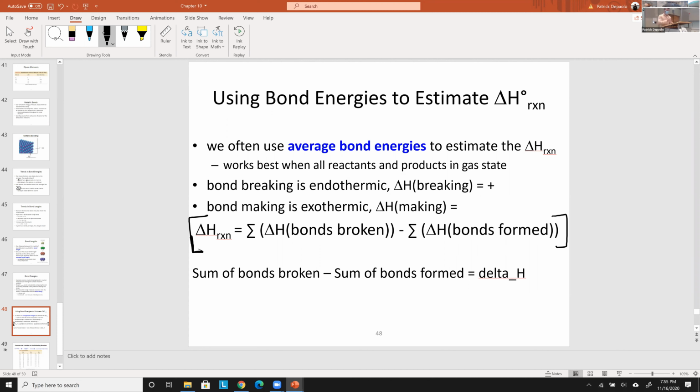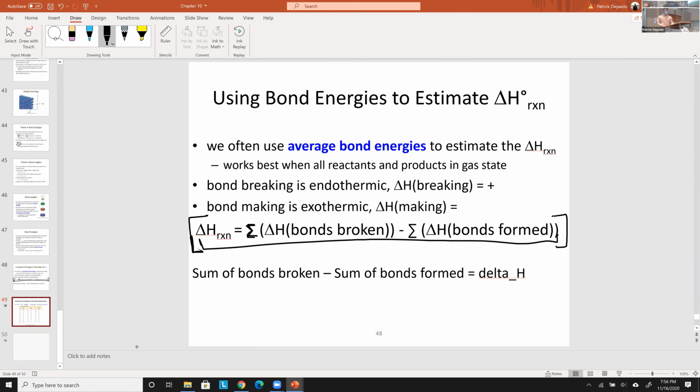But let's just focus on one thing at a time. If we use the bond energies, it's the bonds broken minus bonds formed. So just keep that in mind. And that equation, I'm not sure if it'll be given, so you might want to take a note of that. This sigma means the sum of the bonds broken minus the sum of the bonds formed.